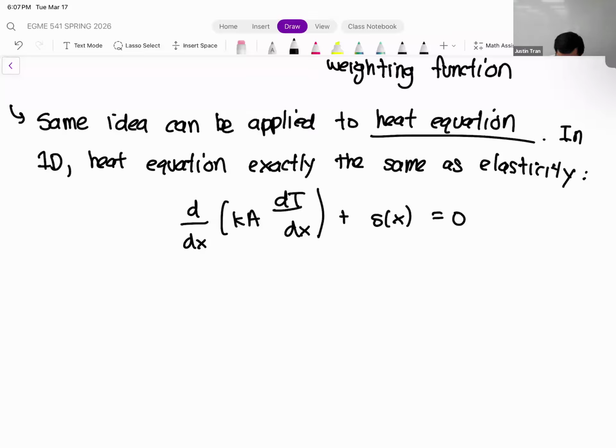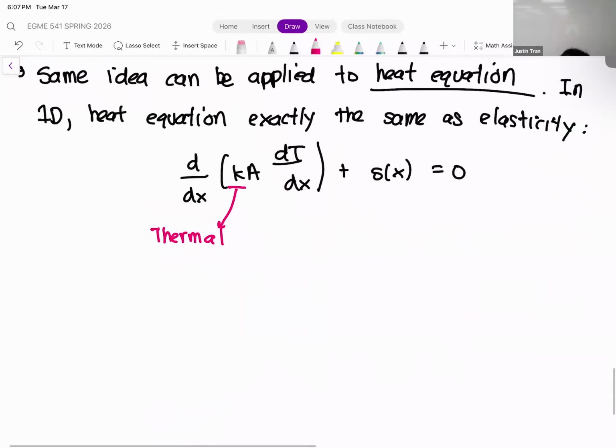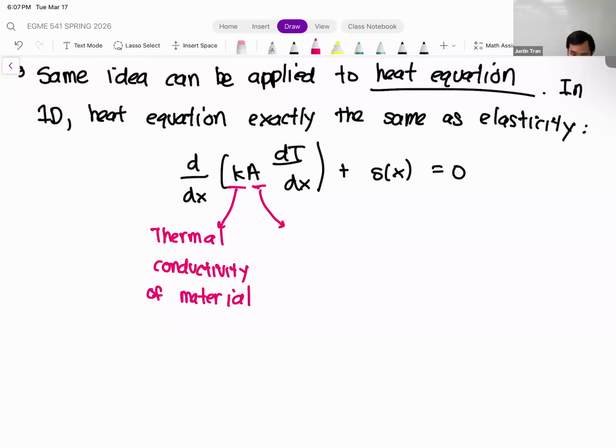Where K here is a material property of our domain. So this here is the thermal conductivity. You don't necessarily have to know what the thermal conductivity is. This is not a heat transfer class, but for our purposes, you can assume that it's strictly just a material property of the material in the exact same way that Young's modulus is. A here actually has the same definition. So A here is the cross-sectional area.